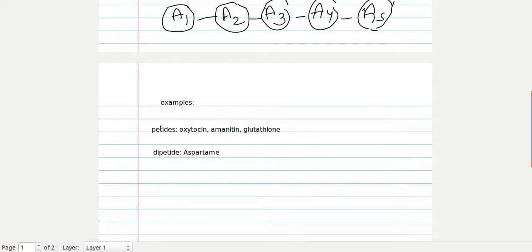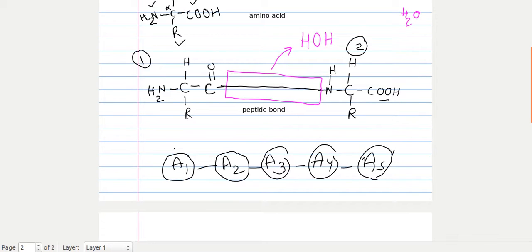Now examples of some peptides include, spelling mistake is there, it should be peptides. Examples of some peptides are oxytocin, you must have heard this name, amanitin, glutathione. A dipeptide, which consists of 2 amino acids, is aspartame. Now, a very important thing, you should concentrate here, that this is the alpha carbon, and here also this is the alpha carbon.